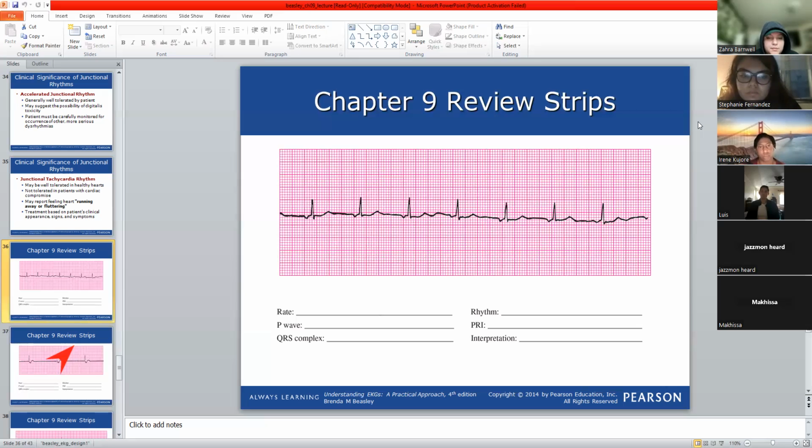Who can go by this? Stephanie, can you answer this strip? Yeah, I think I could do it. So it's 70 beats per minute. Very good. The P wave is negative. No, don't jump to the P wave. What is number 2? The rhythm. Yes, right. The rhythm is regular, good, and then the P wave is negative. Very good.